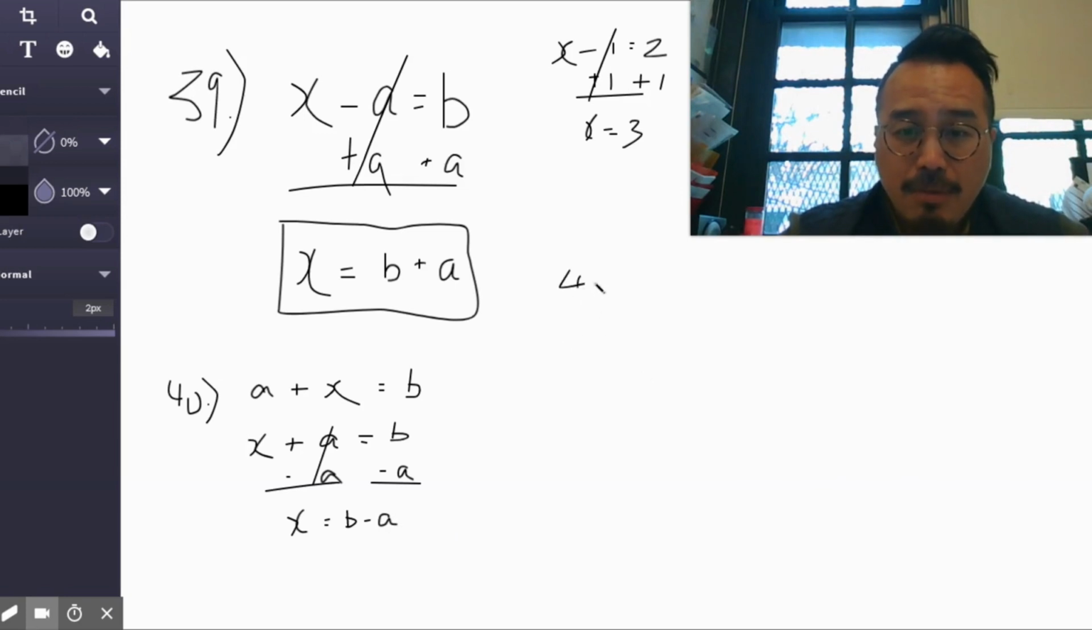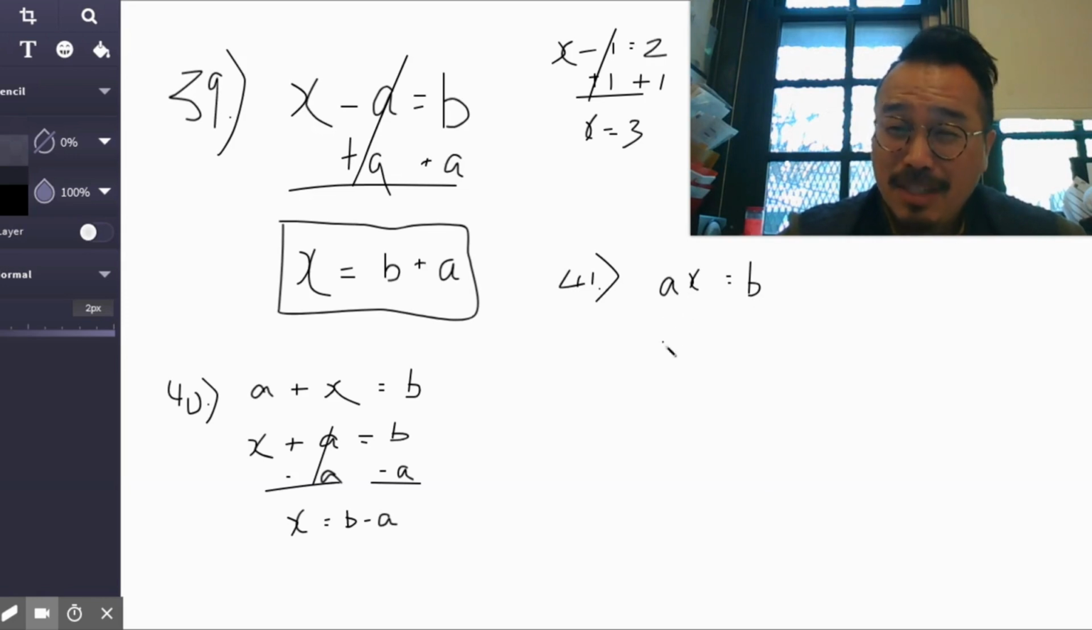All right, next, 41. ax equals b. I think you see where they're going with this. They're going through all four operations. And I think that's good for a 6th grader, even for a 7th grader. Now here you got ax. What does that mean? Yeah, a times x.